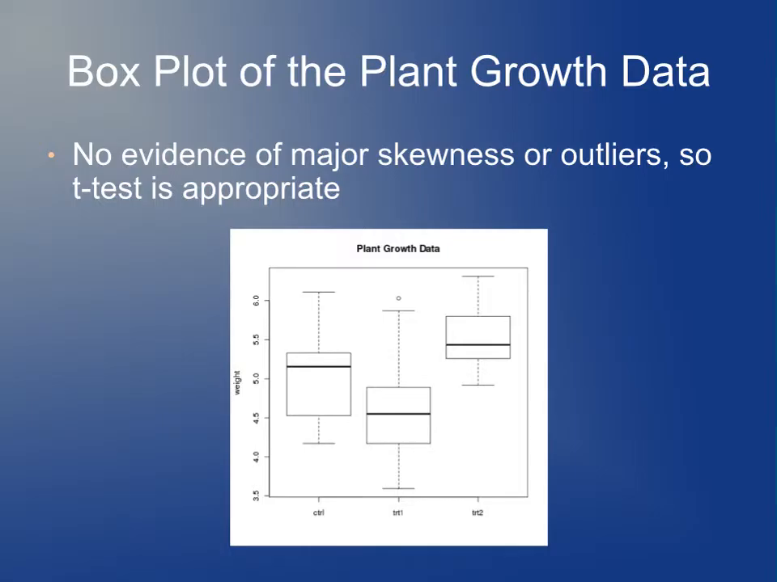With a sample of size 10, we're sort of pushing it in terms of the assumptions of the t-test. It's okay if the data is reasonably well behaved, but if it has major outliers or skewness, it might be dangerous to use the normal distribution with such a small sample size. We look at this data set, we don't see any evidence of major skewness or outliers, so it looks like a t-test is probably okay.